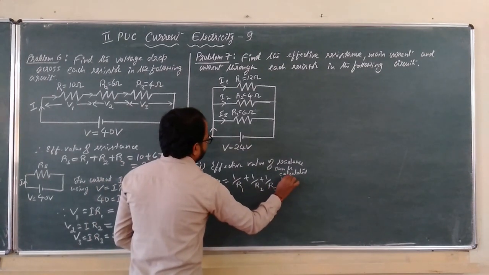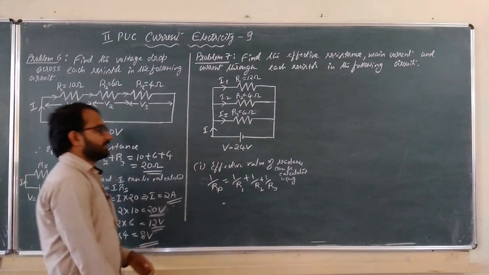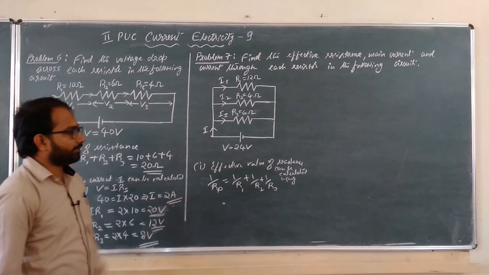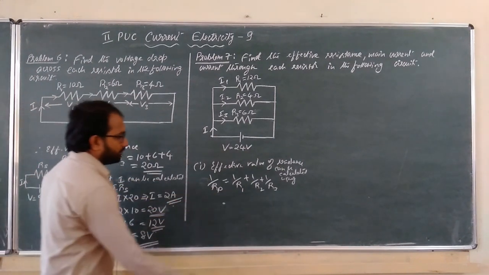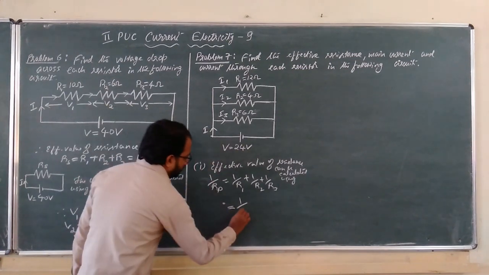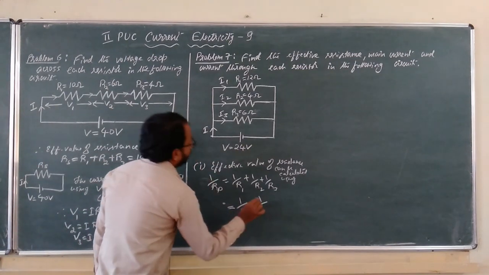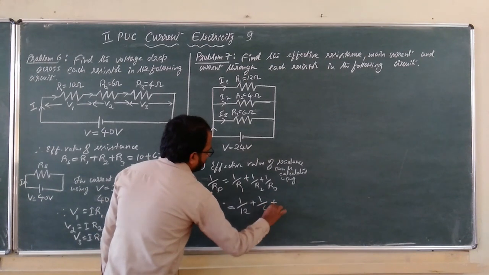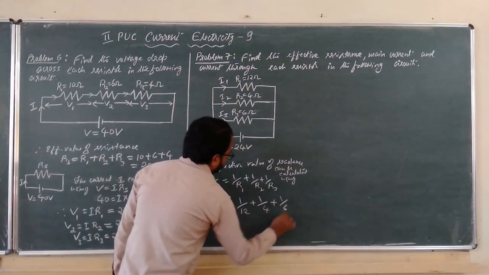Using the formula, the effective value of resistance can be calculated: 1 by Rp is equal to 1 by R1 plus 1 by R2 plus 1 by R3. That is equal to 1 by R1, where R1 is 12, R2 is 4, and R3 is 6.